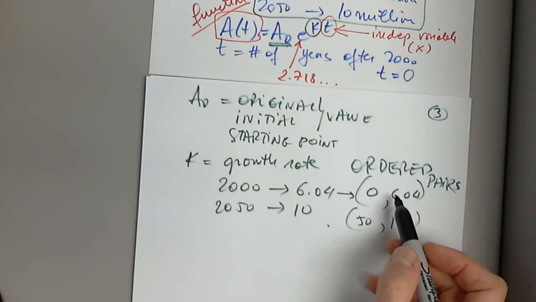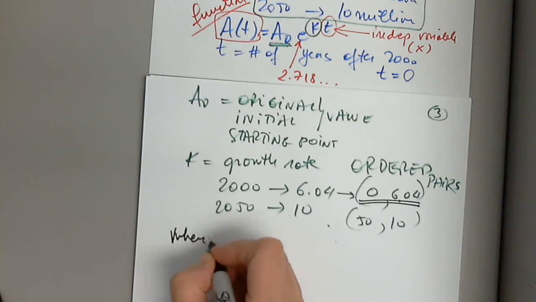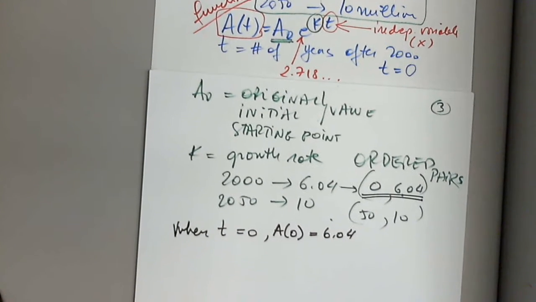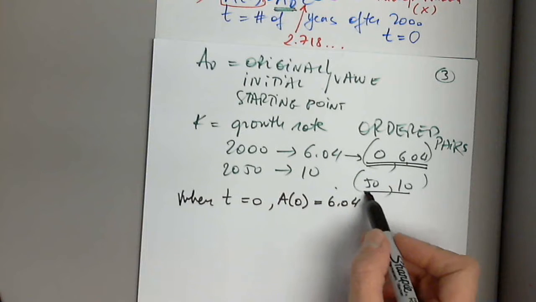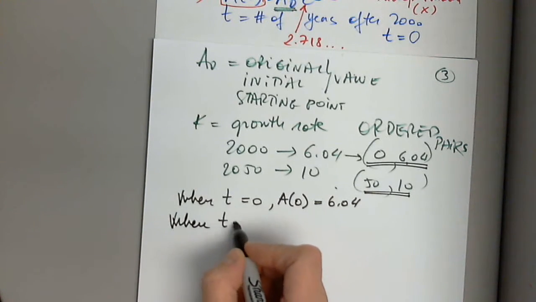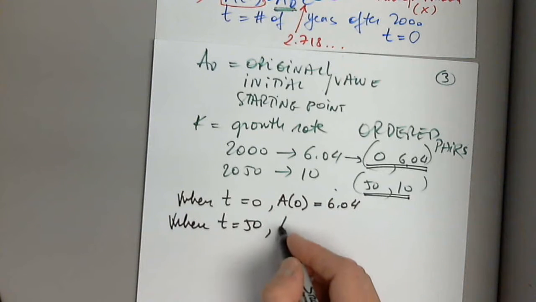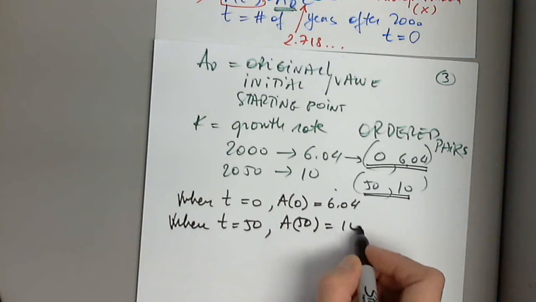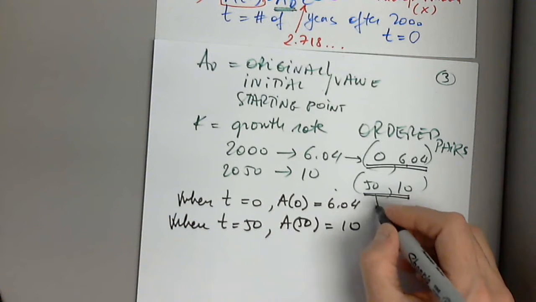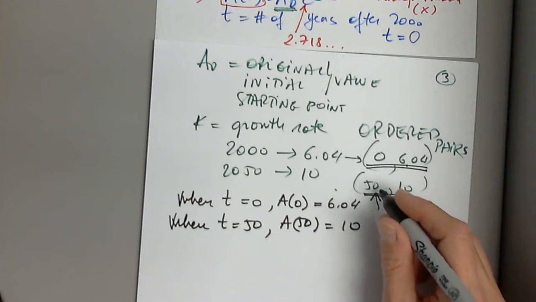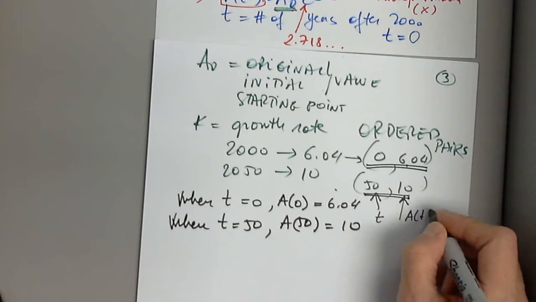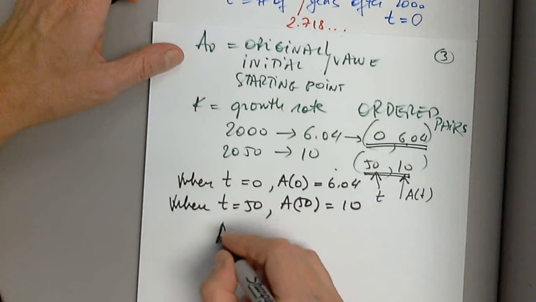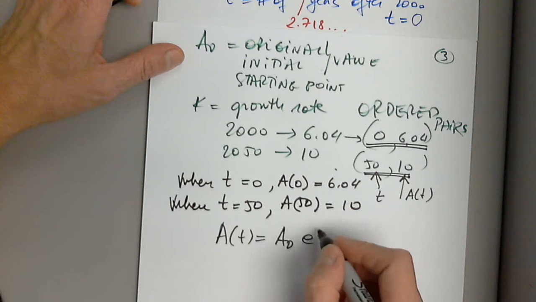Okay. So this means that when time is 0, A of 0 is 6.04. This is what I want everyone to understand. Can anyone dictate what this means? When t equals 50, A of, careful, A of 50 is 10. This is very important to understand. So if this is the function, the independent variable t, this must be A, the corresponding A of t for any ordered pair. Okay, awesome. So finally we'll go back to A of t equals A0 e to kt.